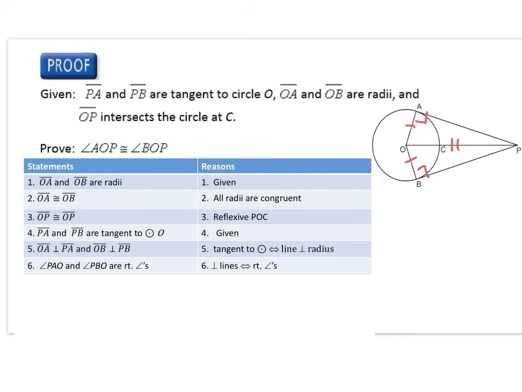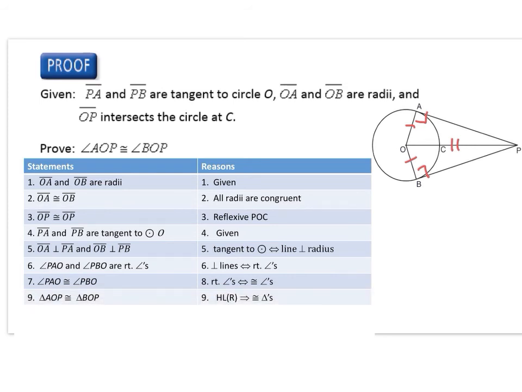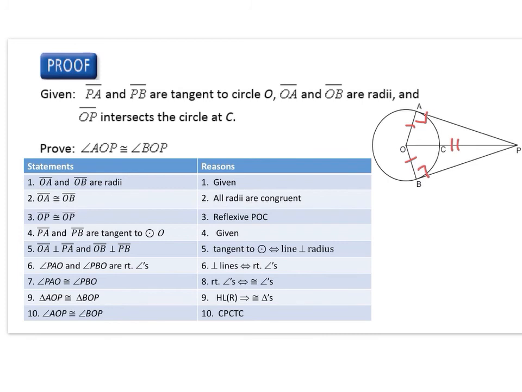And we can say that because perpendicular lines implies right angles from early in the year, Unit 1. And if we have right angles, that means we have congruent angles also in Unit 1. So we can say that angle PAO is congruent to angle PBO. Reason, right angles imply congruent angles. And since we have 2 right triangles with congruent right angles and a hypotenuse and a leg, we can prove and show that triangle AOP is congruent to triangle BOP because hypotenuse leg of a right triangle implies congruent triangles. And that means all remaining parts are congruent. So angle AOP is congruent to angle BOP by CPCTC.